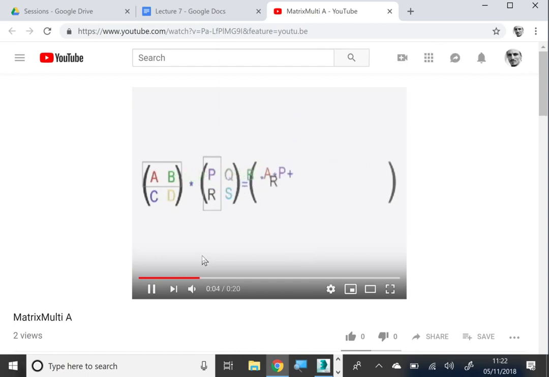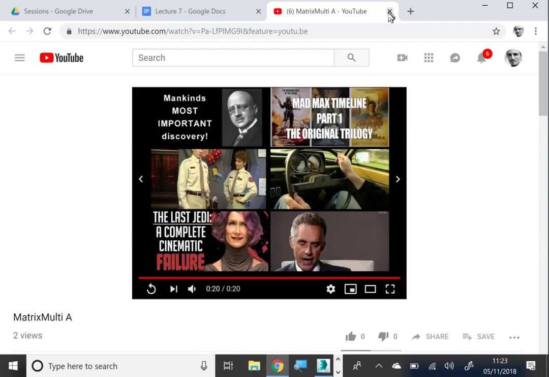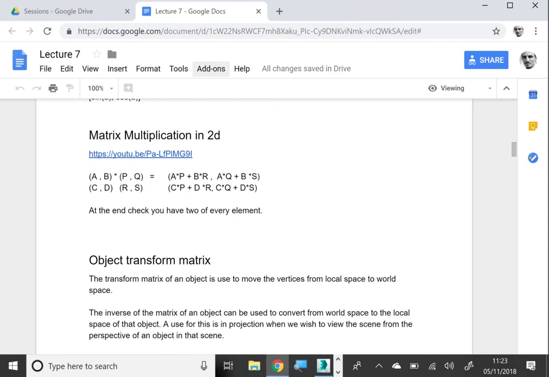Okay, so I've done a little animation of how ABCD multiplies against PQRS, because I'm hoping that maybe if it's animated, it'll work better. And I've even colour-coded it as well, and maybe that'll work better. So you should know how to multiply two 2D matrices together. Check that you have 2 of every element: 2 A's, 2 B's, 2 C's, 2 D's, 2 P's, 2 R's, 2 Q's, 2 S's. If you've got 2 of everything, it should be about right.